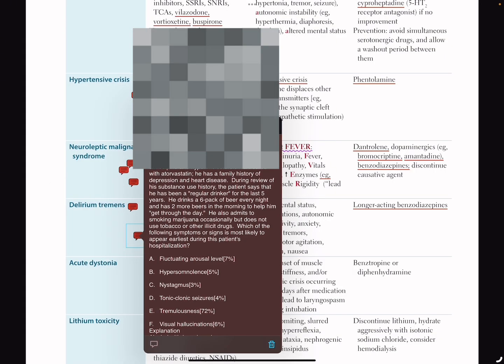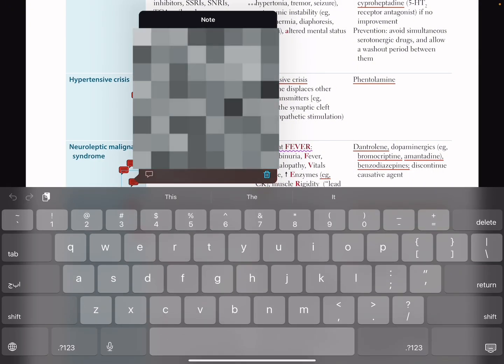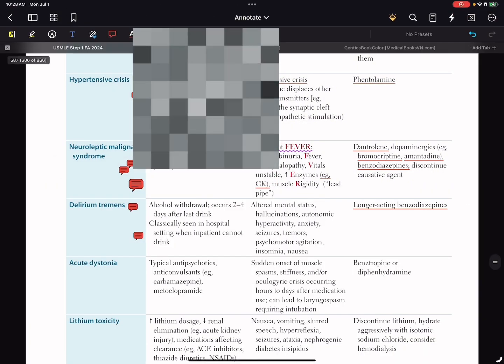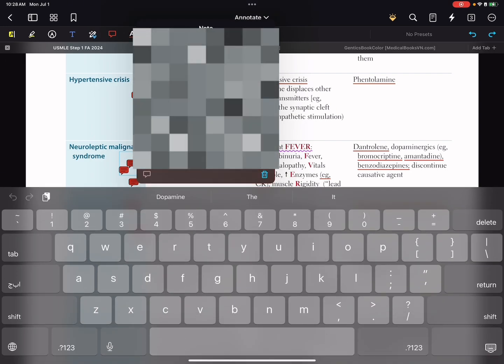Here is another case where the patient is a regular drinker. Which of the following signs is most likely to appear earliest? Tremors. Here is a neuroleptic malignant syndrome question, asking which of the following is the explanation. Another case asks about fluphenazine, which is most likely to cause muscle rigidity, which is neuroleptic malignant syndrome, and which of the following neurotransmitters is dysregulated: dopamine.